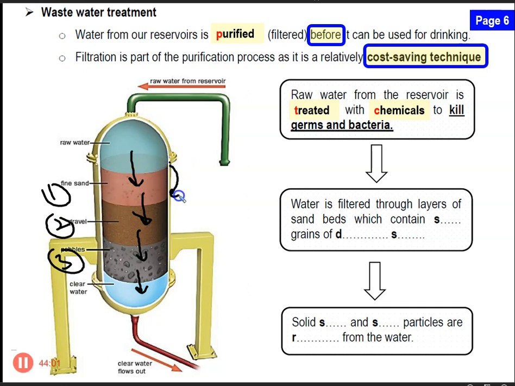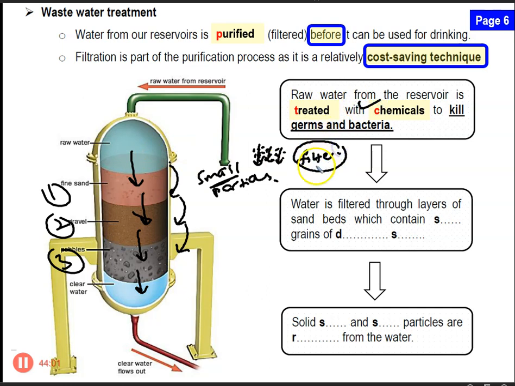Can you guess why it has to go from one layer to another? What are you trying to do? Now, remember, your water particles are small particles. They can pass through your fine sand because in sand, there are still some spaces in between the sand particles. But your water particles are small enough to pass through these spaces. So what are you trying to do? Can you guess? Yes, you are trying to filter the raw water that has been treated with chemicals.